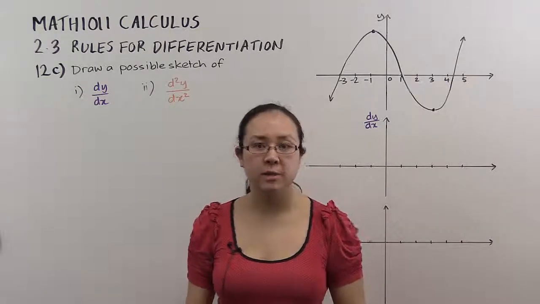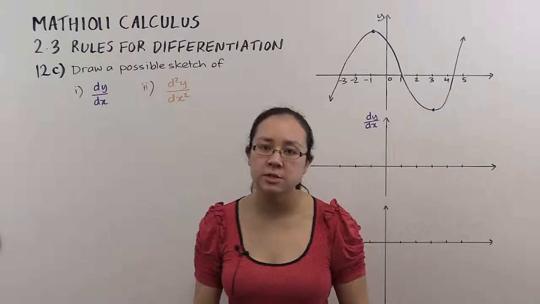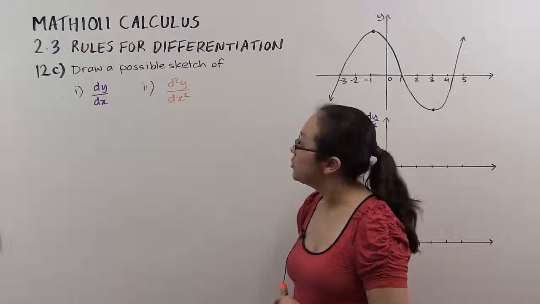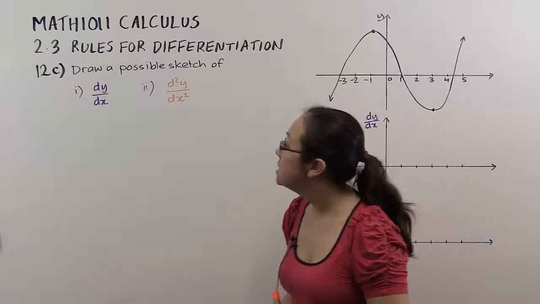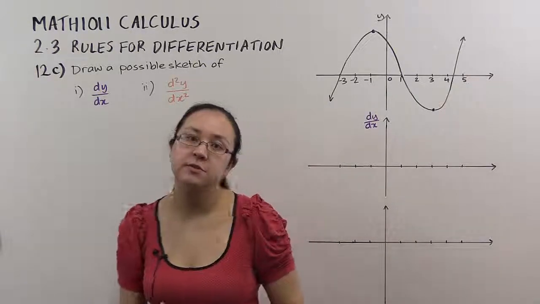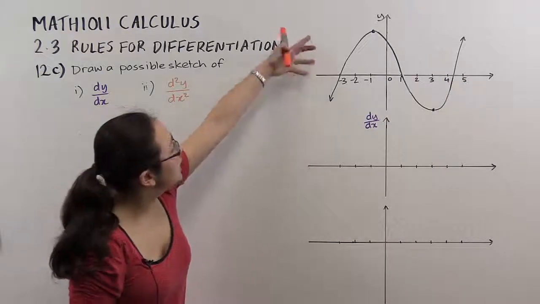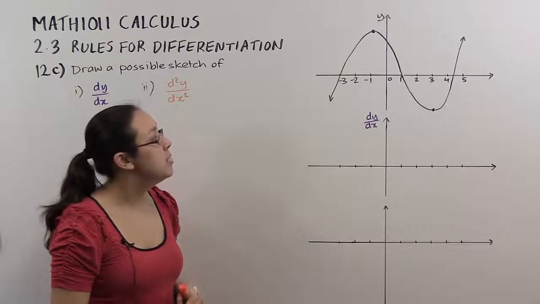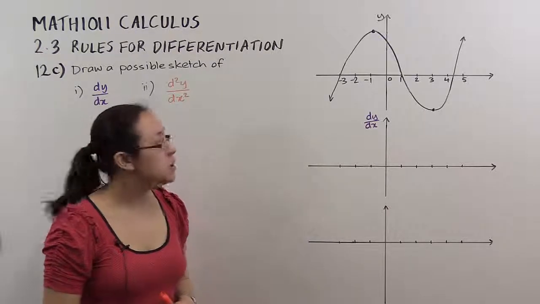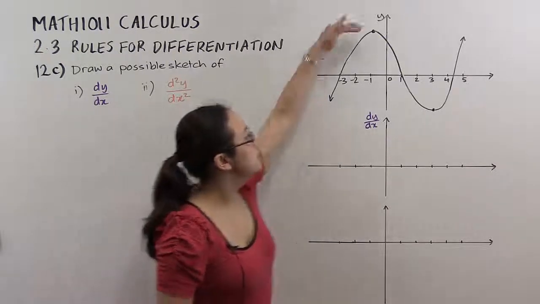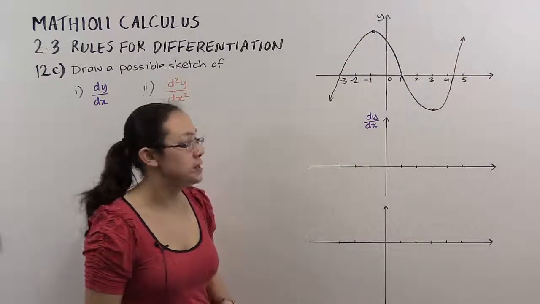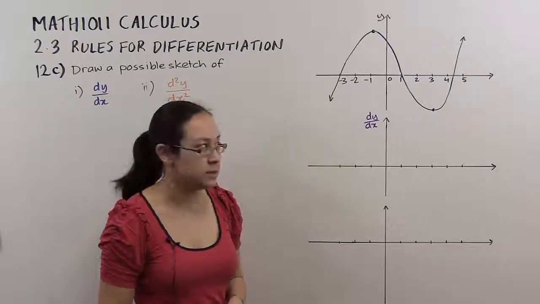Today I'm working through some of the Math 1011 calculus questions on section 2.3 under differentiation. So 12C is asking us to draw possible sketches of the derivative and second derivative, given an original curve that's just given by a diagram, not by any equations. So we've got to consider the slope of this curve and graph what that function might be, the function that tells us what the slope is.